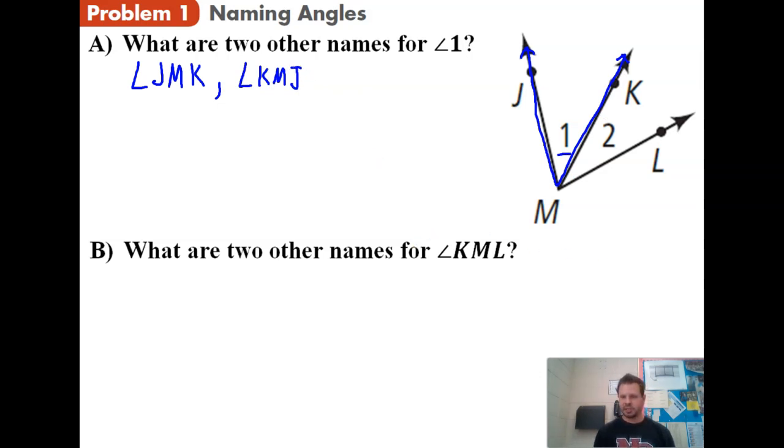Now with this one, something I can't do is say just angle M, with just the vertex. The reason for that is when I say angle M, I'm not sure which angle you're talking about. We could be talking about angle 1, angle 2, or the two of them combined. In general, the only time we're going to use the vertex by itself for an angle is when that's the only angle at that vertex. If there's multiple angles there, you don't want to do that. All right, that's part A.